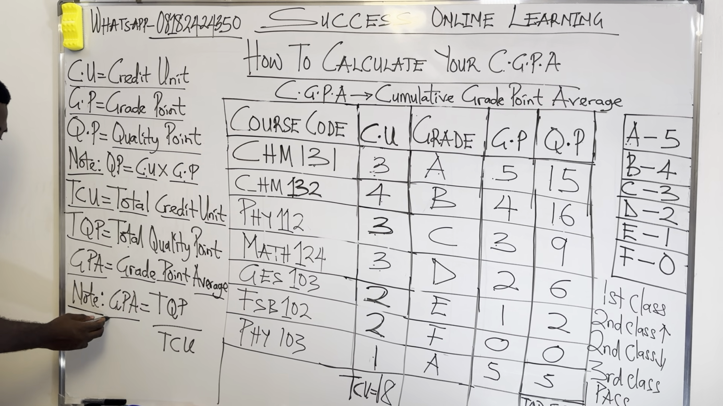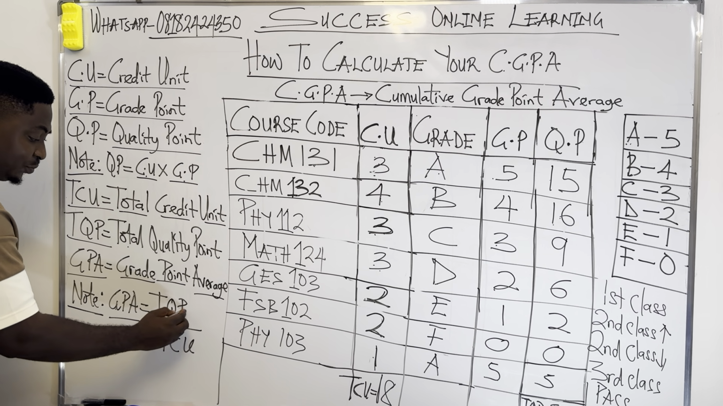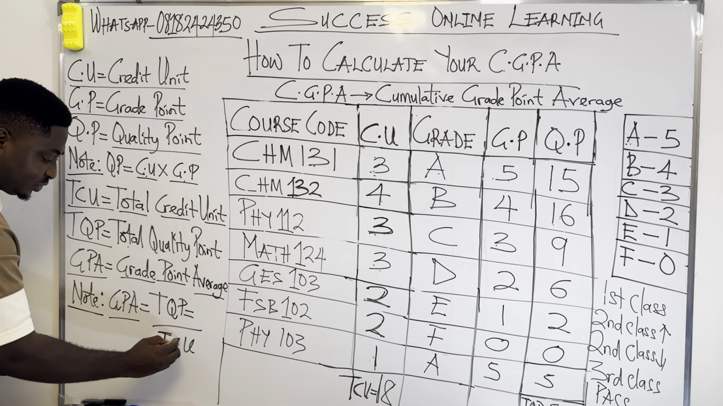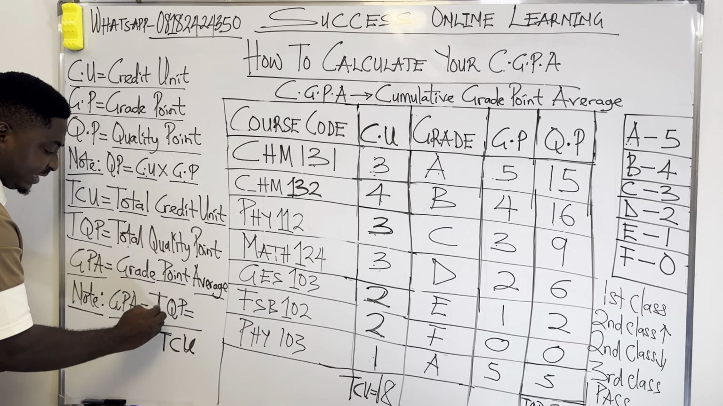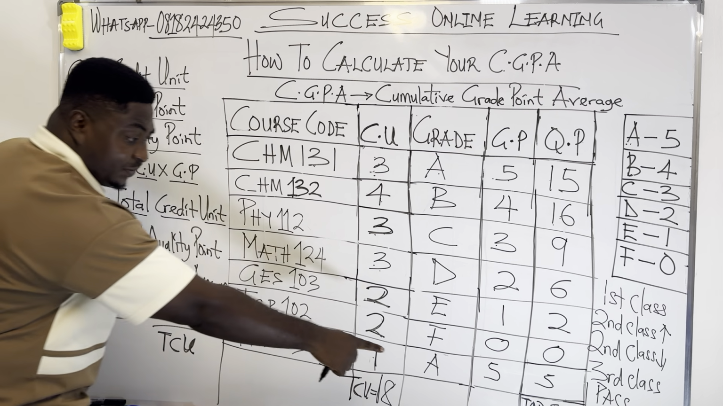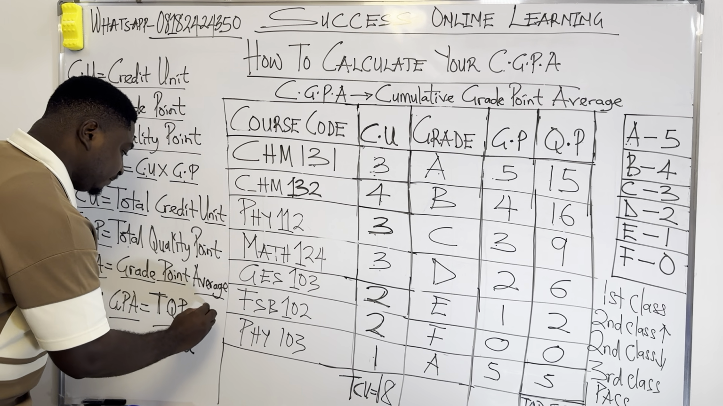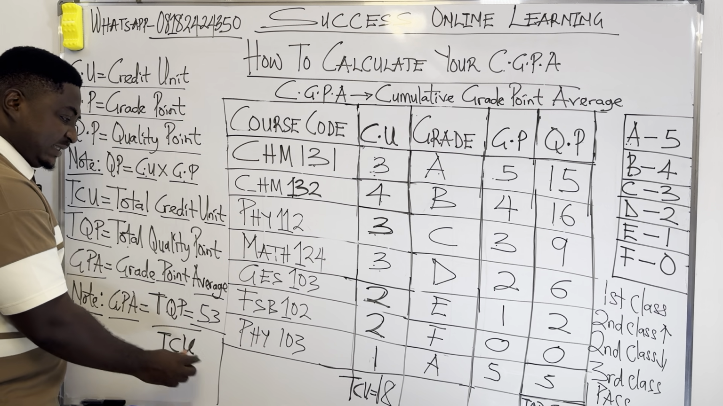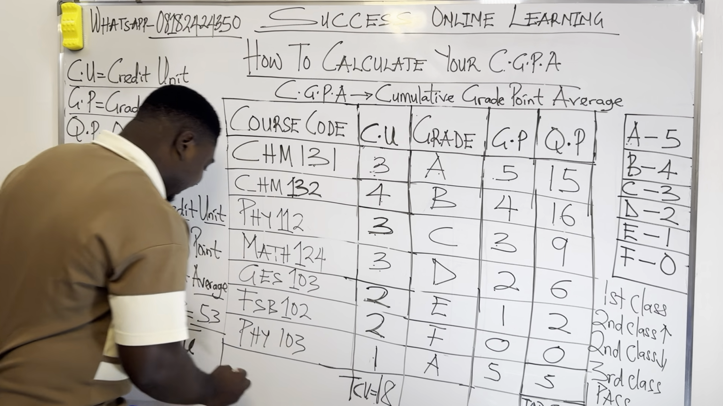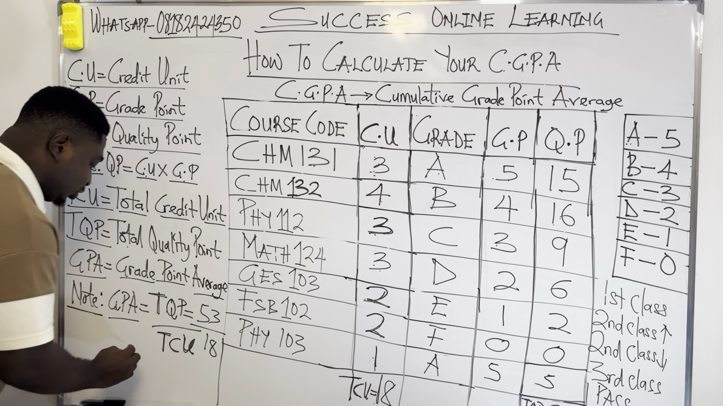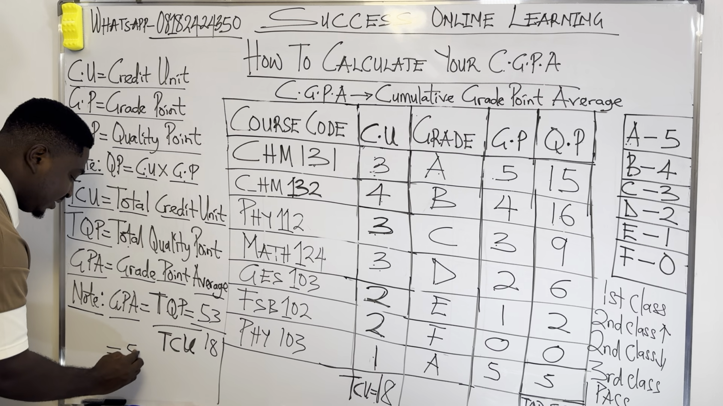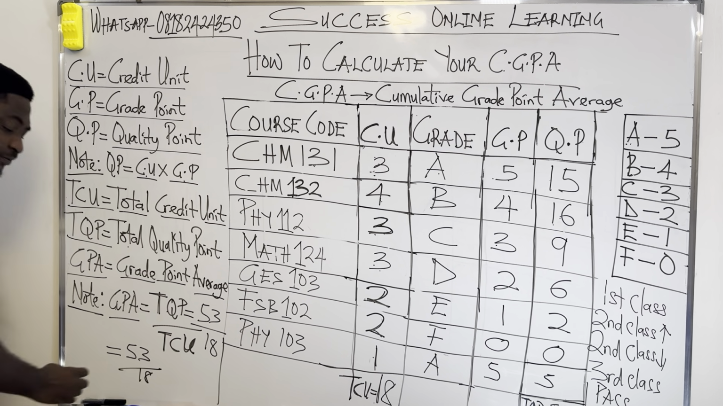Your GPA is attained by saying the TQP divided by the TCU. Do not forget, your GPA is attained by saying the TQP. What's our TQP? Our TQP is the total quality point, 53, divided by our TCU. What's our TCU? Total credit unit, 18. So your job is to say 53 divided by 18.